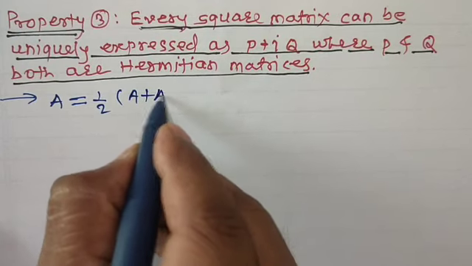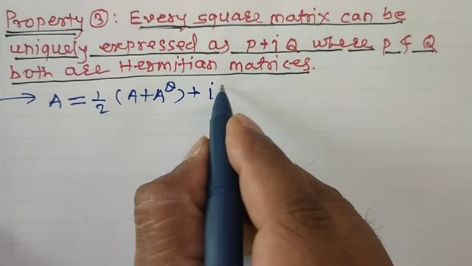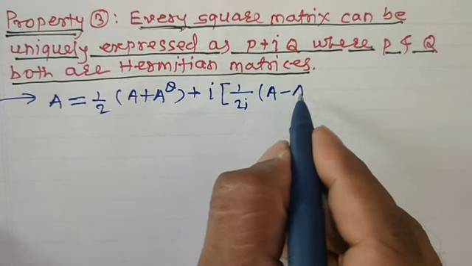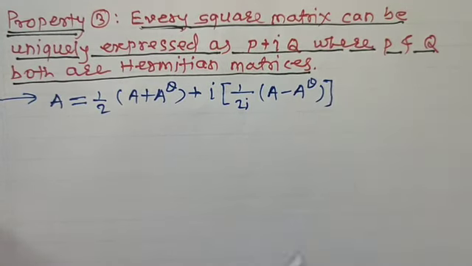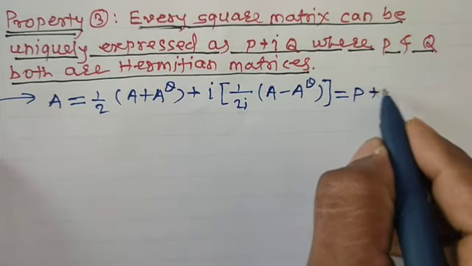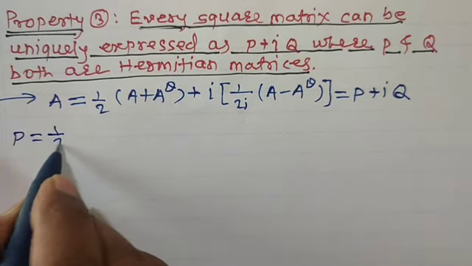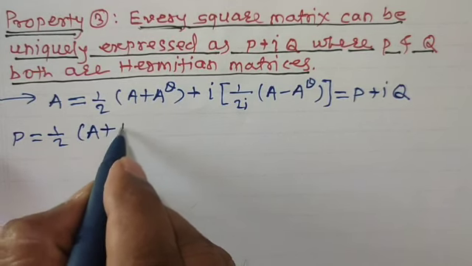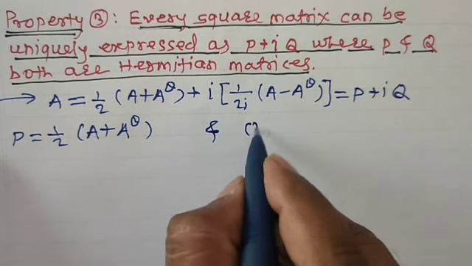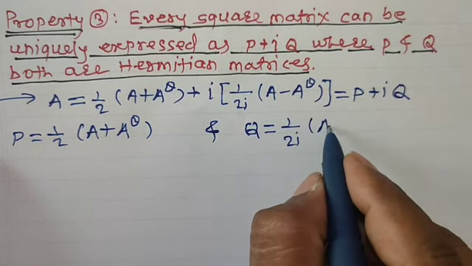To prove this, let us assume A is equal to half of A plus conjugate transpose of A, plus i into 1 upon 2i, A minus conjugate transpose of A. Okay, and this is equal to P plus iQ, where P is half of A plus A theta, and Q is equal to 1 upon 2i, A minus A theta.